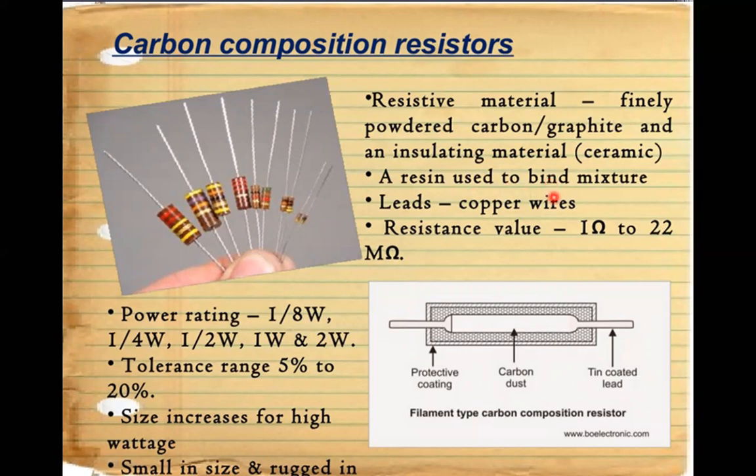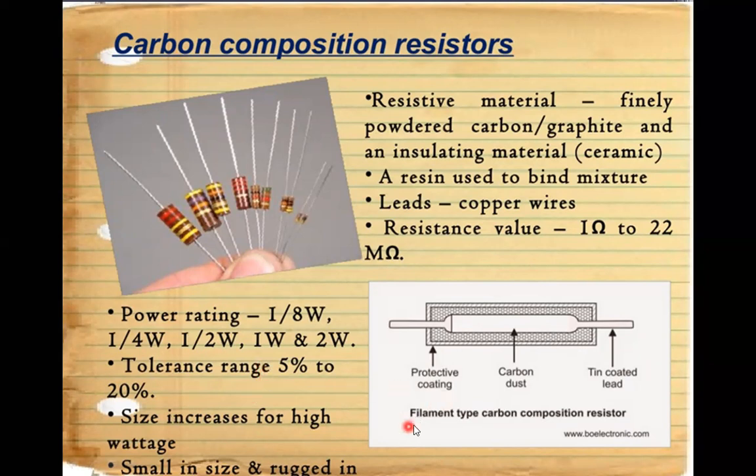Used for binding mixtures. And the leads are copper wires. These leads we have to use are made up of copper. And these carbon composition resistors will have a resistance value from 1 ohm to 22 mega ohm. Its power rating is 1/8 watt, 1/4 watt, 1/2 watt, 1 watt, and 2 watt. Tolerance ranges from 5% to 20%. Size increases for a high wattage. As we go for more power, the size will increase.